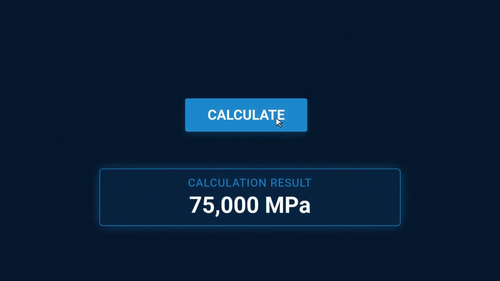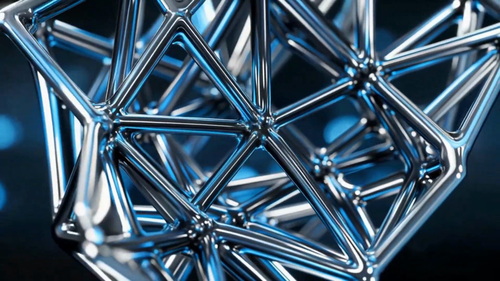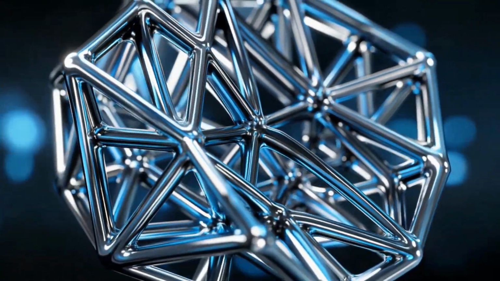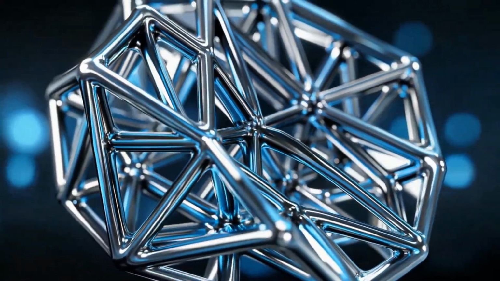Click Calculate. The primary result shows our shear modulus G equals 75,000 megapascal, which matches typical steel properties. The secondary value might display related parameters like equivalent shear angle. These outputs directly inform your material selection and failure analysis. The calculated modulus tells you the material's resistance to shape change under shear loading.